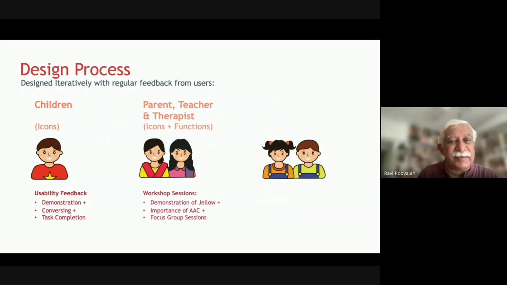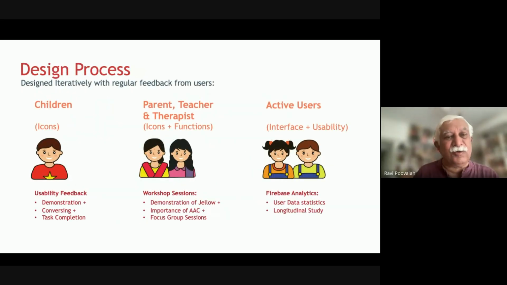What we've done is always involve users in giving feedback at every stage. We've had more than 50 to 60 sessions with different stakeholders, and then developed this particular application. So it's designed iteratively with very regular feedback from users. First, of course, are the children. We've demonstrated it, we've conversed with them, we've made them complete tasks and watched them do it. That has become very good feedback. Every icon that we develop, we test it with the children.